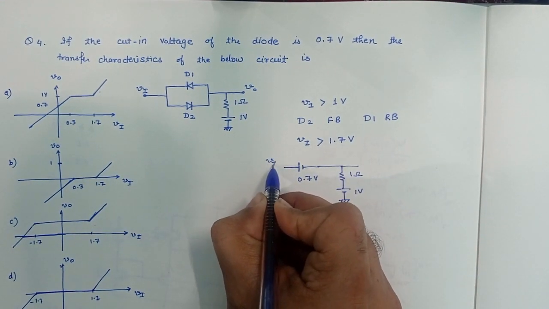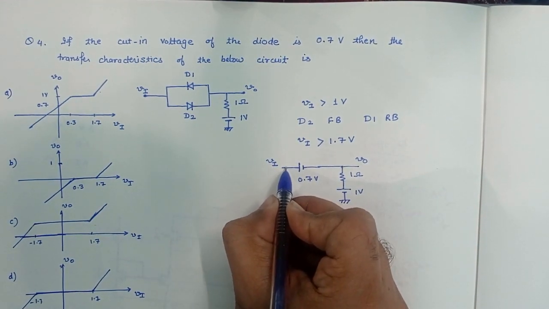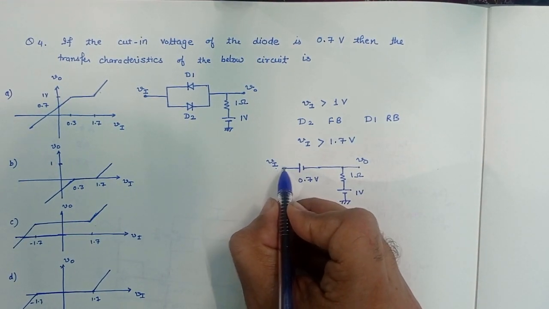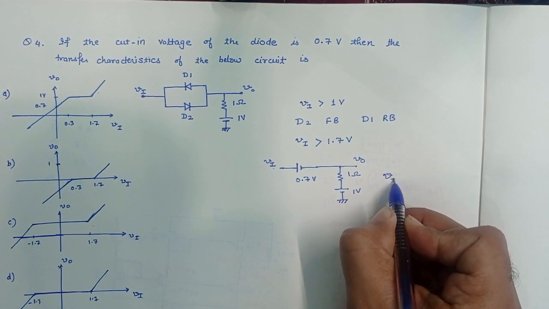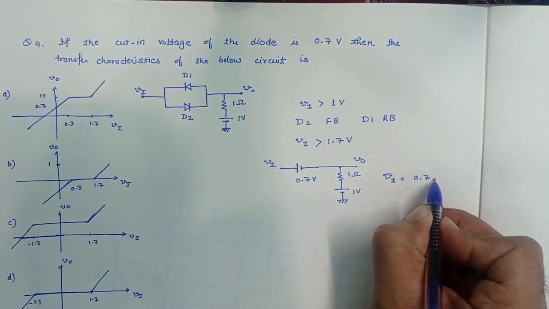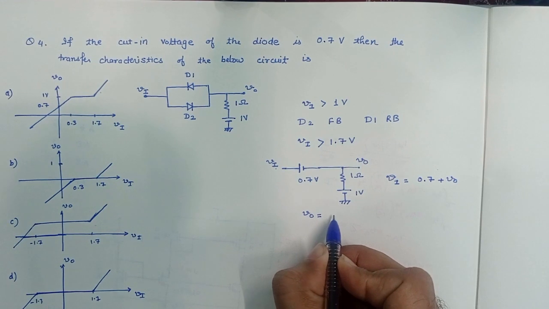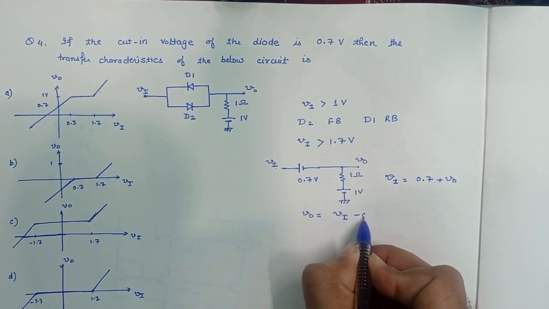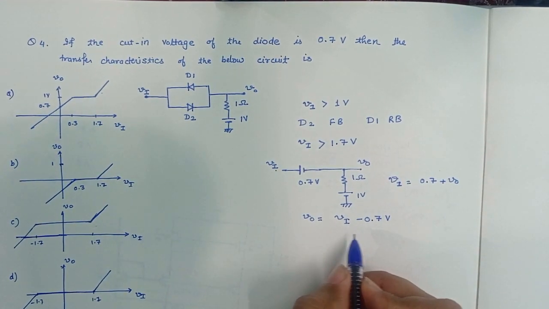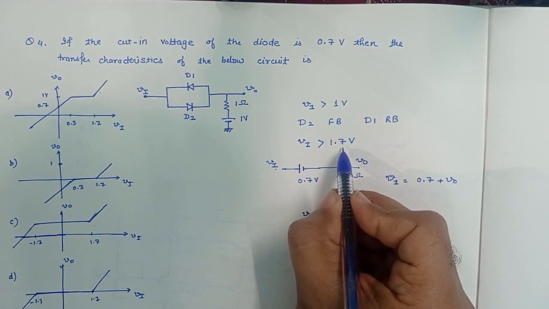So now Vi is here and V0 is here. If I apply KVL in this loop, the voltage Vi will be equal to 0.7 volt plus V0. So V0 will be equal to Vi minus 0.7 volt. This is the equation of a straight line. It is having a slope of unity beyond this 1.7 volt.